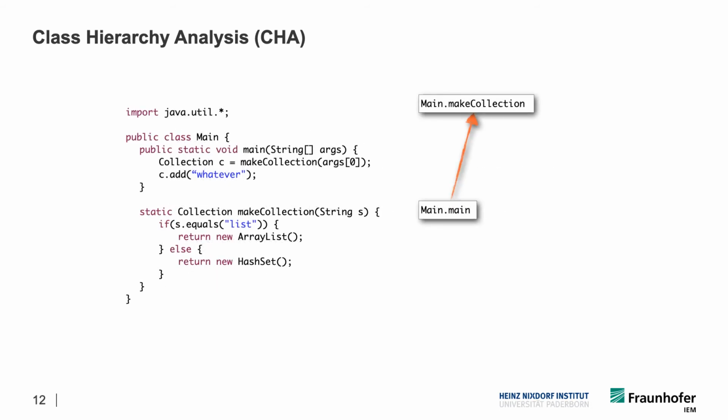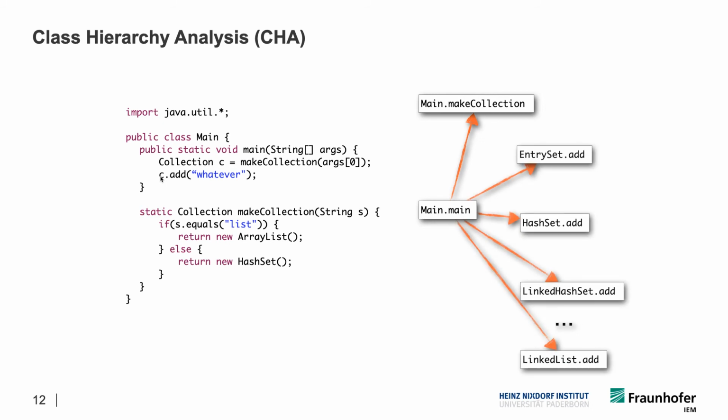So let's take a look at an example. Here's the example we had earlier where we are instantiating either an array list or a hash set, and only these two. But now let's take a look at what CHA actually does. Like I said, it assumes any possible subtype of the type that is actually being called, and the type that is being called here is a collection. That is the declared type, that is T, basically. And now we have to consider any possible subtype of collection that actually implements this add method.